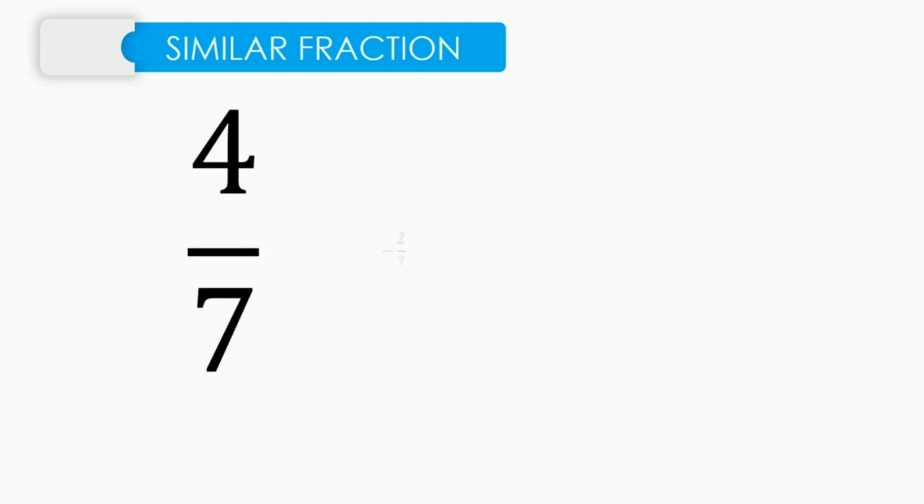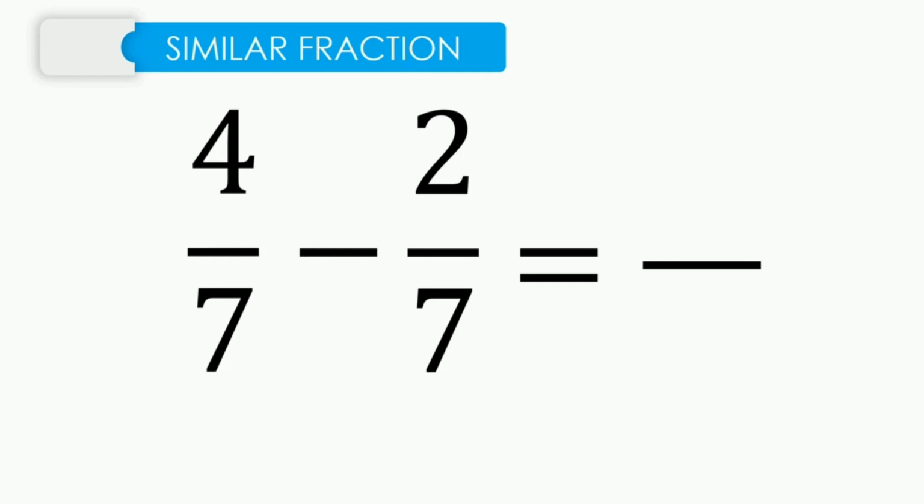Here we have 4 over 7 minus 2 over 7. The first thing we need to do is to subtract the numerators. 4 minus 2 is 2. So our numerator is 2. Second, we copy the common denominator. In this case, it's 7. So the denominator is also 7. So the final answer to this is 2 over 7.